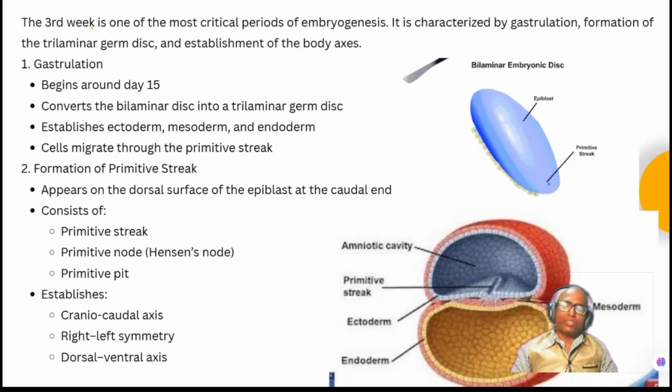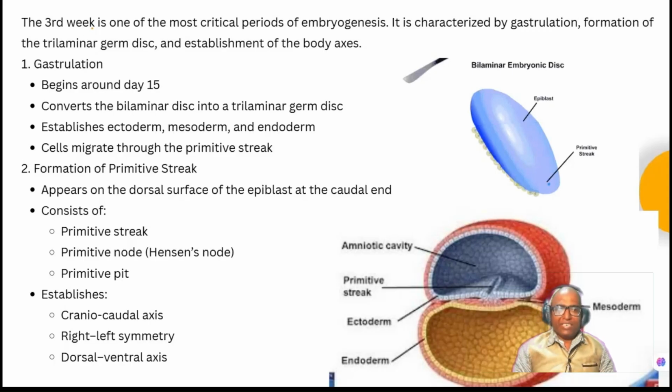Second week we have seen is a week of twos. You have two cells, that is the epiblast and the hypoblast. You have seen the bilaminar germ disc. You have seen the two cavities. Now let us see the three-layer germ disc. So gastrulation, formation of the trilaminar germ disc, and the establishment of the body axis. This is what is going to happen in the third week.